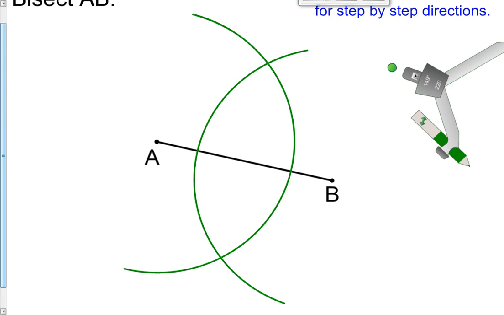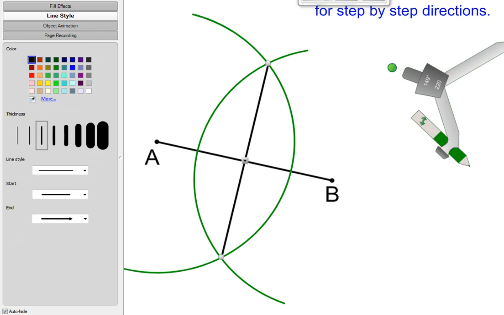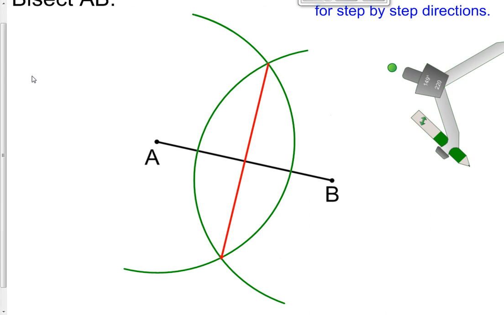So now what you can do on this one, you take your straight edge and you connect the top intersection to the bottom intersection. Right there. And this red segment, maybe I could call it segment DE, and this point right here where AB and DE intersect is point F. You could say that DE is the bisector of segment AB, or you could say segment AF is congruent to segment FB. That's what a bisector does, it cuts the segment in half.